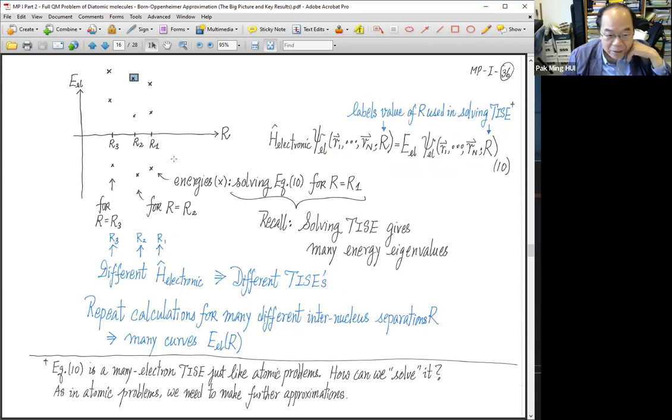Now you repeat it for R3, maybe 1 angstrom. You get the numbers, okay? And then if you're not satisfied, you do R4, which is 1.5 angstrom. So maybe you get a value here, another value maybe there, and so on. Do you follow me, guys?